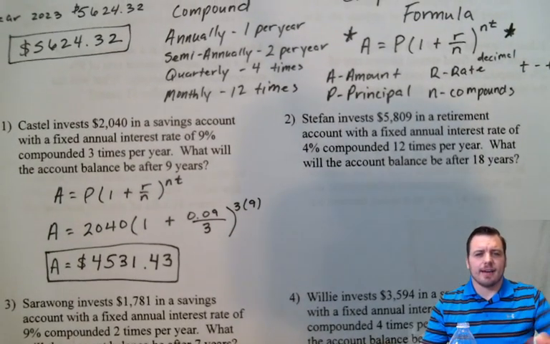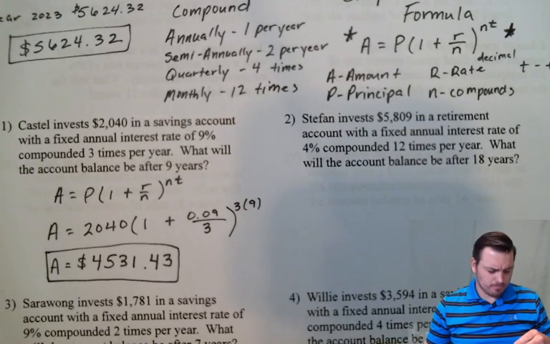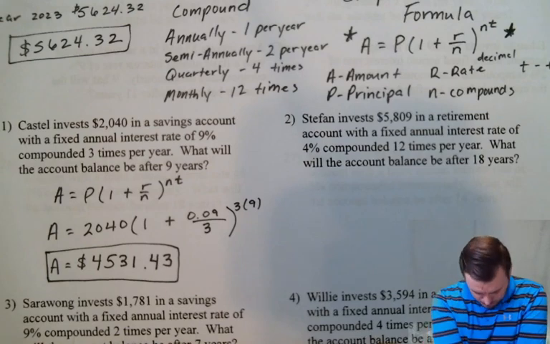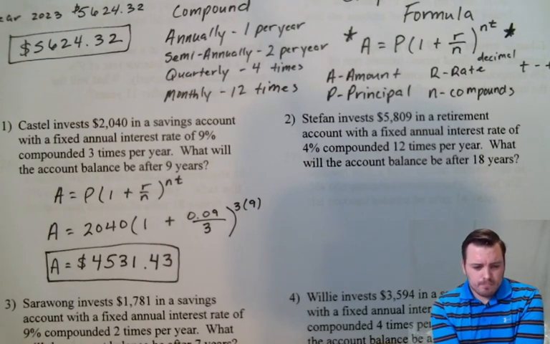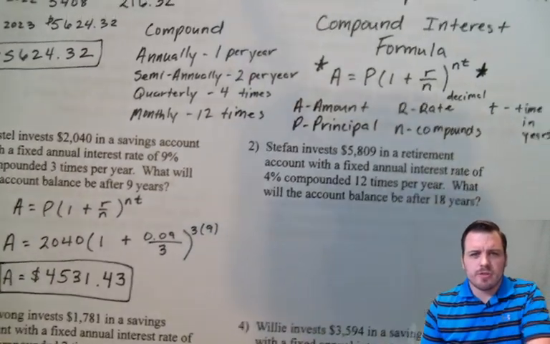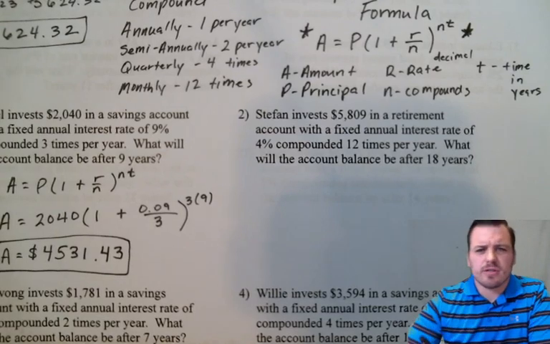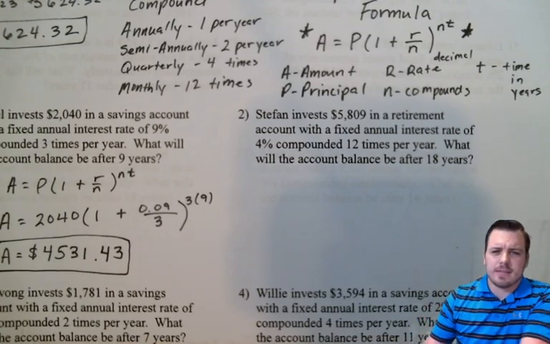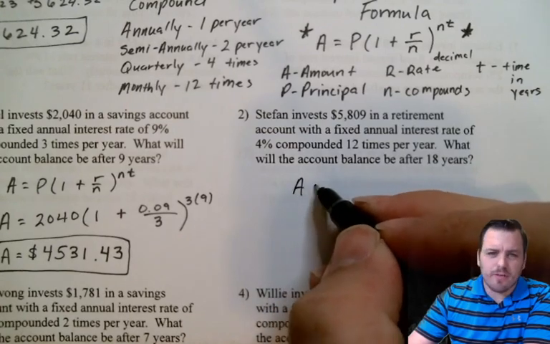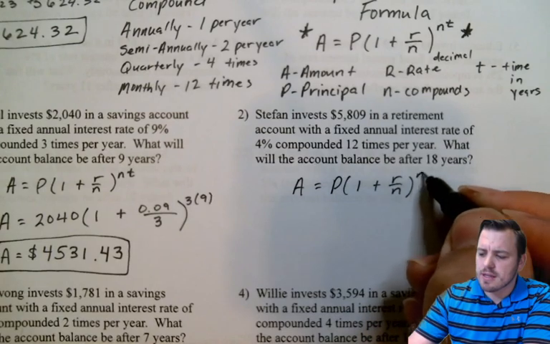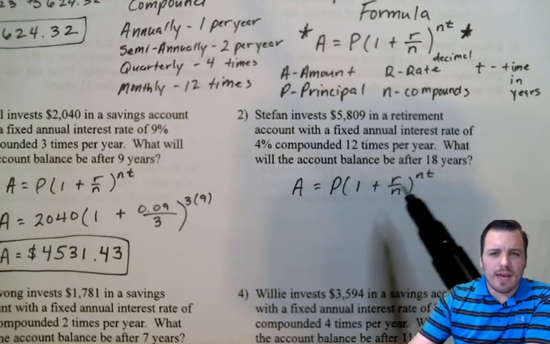And that is that, guys. Look at number 2. Stefan invests $5,809 into a retirement account with a fixed annual interest rate of 4% compounded 12 times per year. What will the account balance be after 18 years? So always write your formula. A equals P times the quantity of 1 plus R over N raised to the NT power. Do whatever you can to memorize this formula.